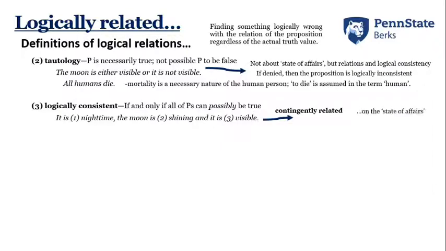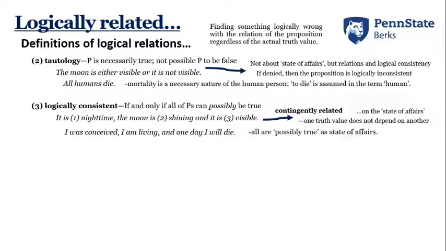We would say those are contingently related because the states of affairs themselves have some relation, and in a sense, one truth does not really depend on the other. We could take out the fact that the moon is shining, and we could still say it's nighttime, and the moon's visible. It may not be shining, but it's visible. Another easier example, I would say, is that I was conceived, I am living, and one day I will die. All those things are contingently related. They're states of affairs, but one doesn't necessarily depend on the other. They're just simply all possibly true as determinate states of affairs.